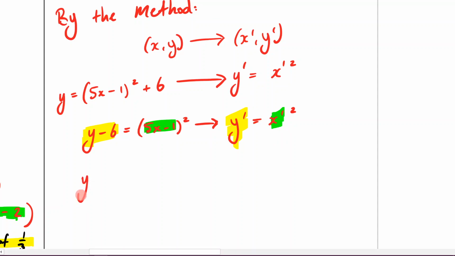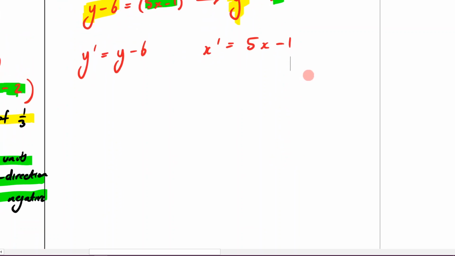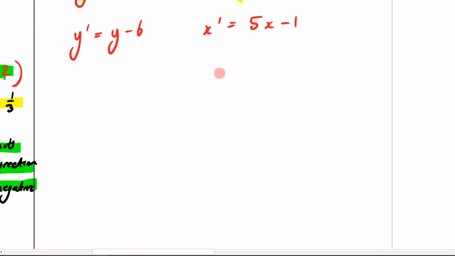So I have y dash is equal to y minus 6, and x dash is equal to 5x minus 1. And now we have that issue again. So there are now two ways of doing this. I'm going to show you both ways, just so you have a very complete picture. I could just show you one way, but then I would feel like I'm cheating you of enjoying this. So let's go alternative 1 and alternative 2, and that way you can fully appreciate what's going on.